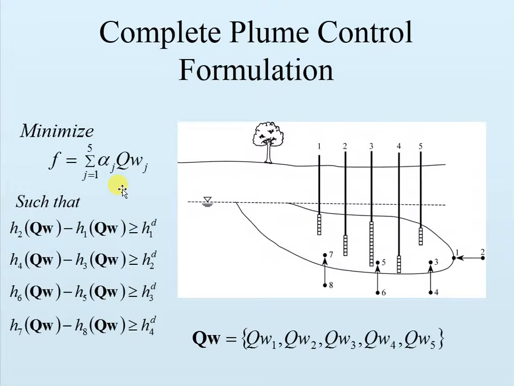So here's the complete formulation then. Once again, we're minimizing an objective by choice of the decision variables, subject to these constraints on head difference. And presuming that the constraints are sufficient in number and are properly placed, we would presume that the pumping would produce heads that would induce a capture zone for this particular plume.